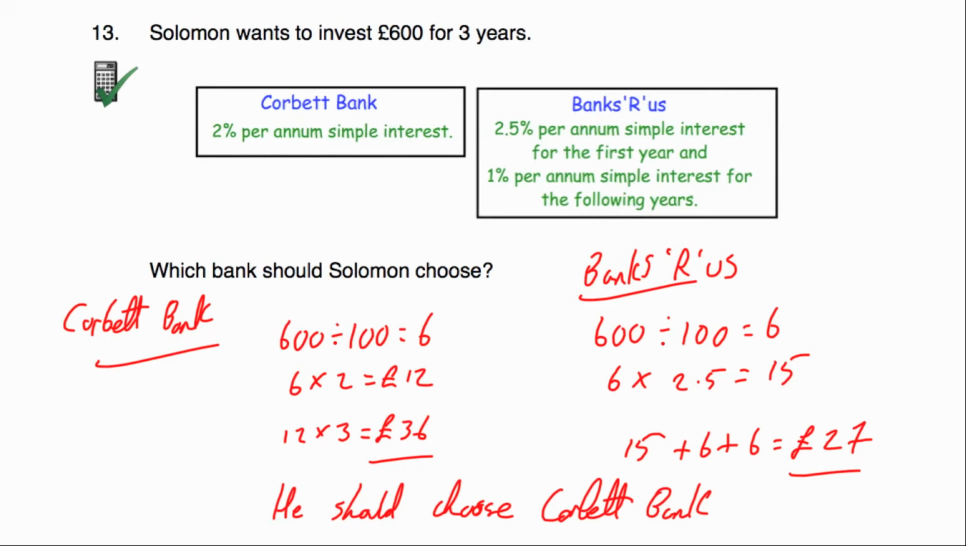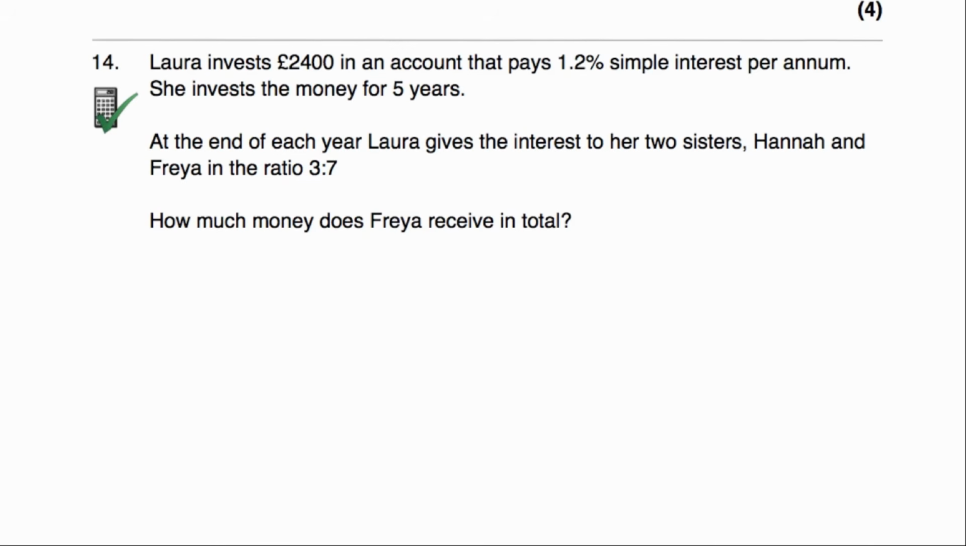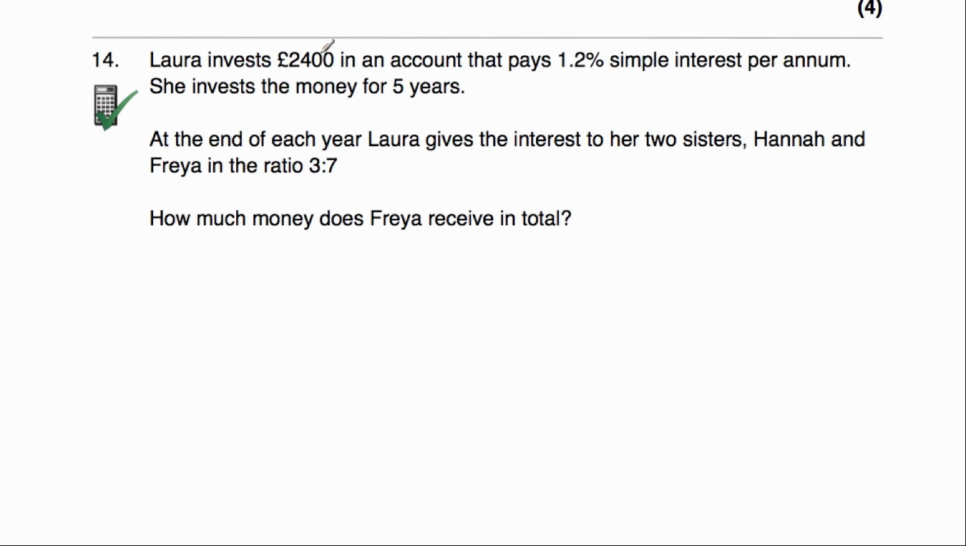Okay, let's have a look at question 14. Question 14 says Laura invests £2,400 in an account that pays 1.2% simple interest per annum, and she invests the money for 5 years. At the end of each year, Laura gives the interest to her sisters, Hannah and Freya, in the ratio of 3 to 7. How much money does Freya receive in total?